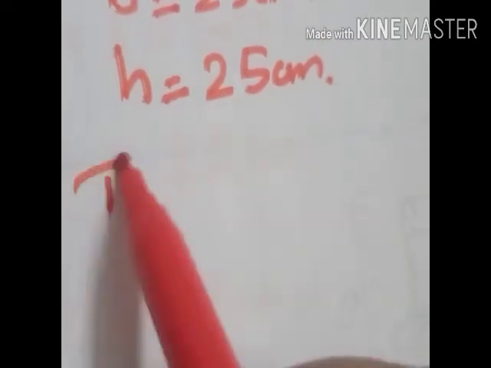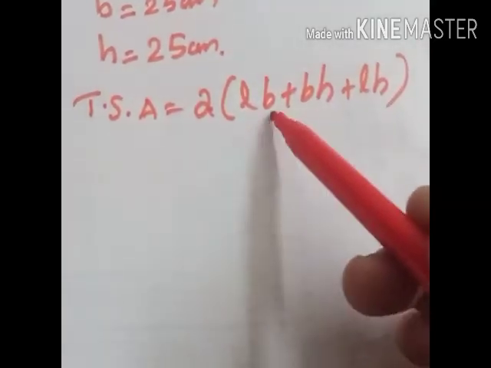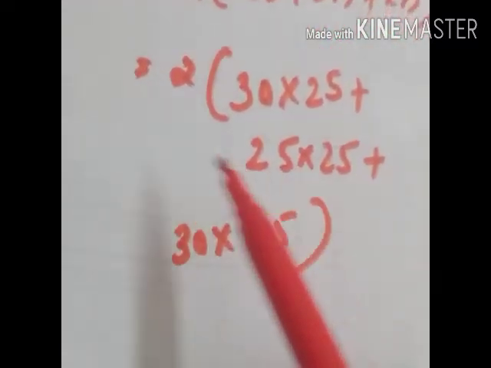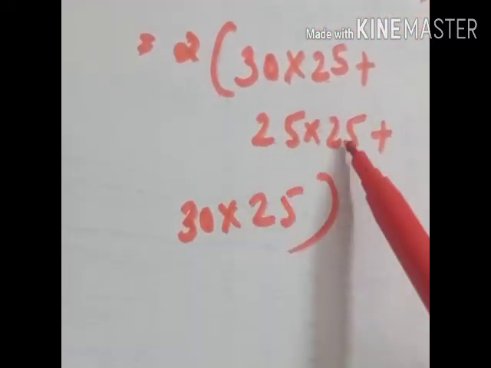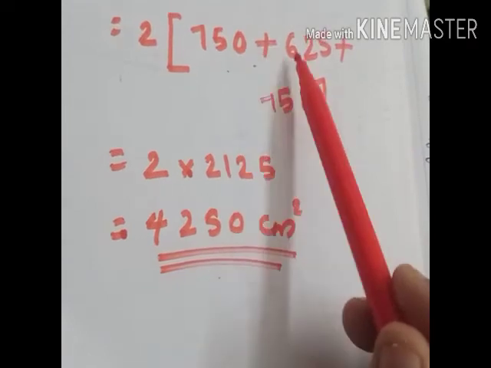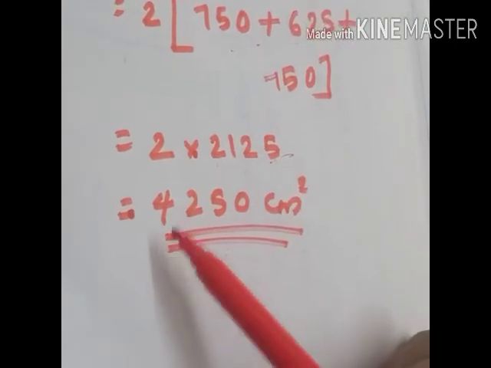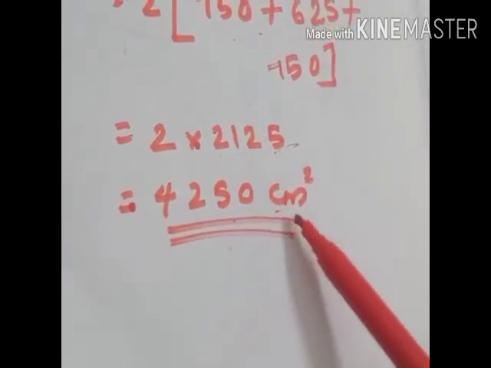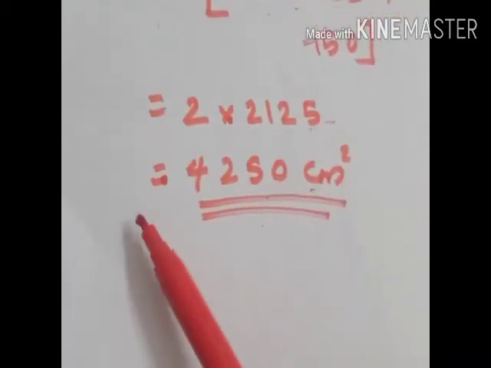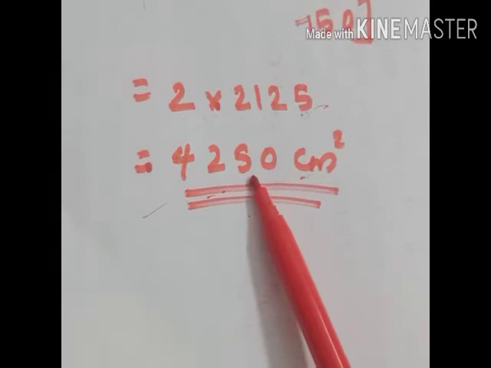So here we have to find TSA. So what is TSA of a cuboid? That is equal 2 into (LB plus BH plus LH). Then we have to substitute the values. So it is equal 2 into (30 into 25 plus 25 into 25 plus 30 into 25). It is equal 2 into (750 plus 625 plus 750), 2 into 2125. That is equal 4250 centimeter square. This is the TSA of the cuboid. That means the area of the glass required to make this greenhouse equal 4250 centimeter square.